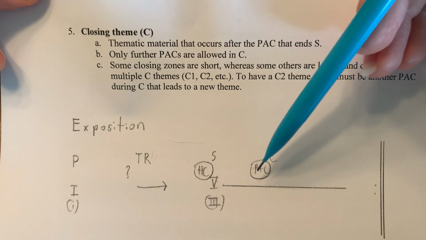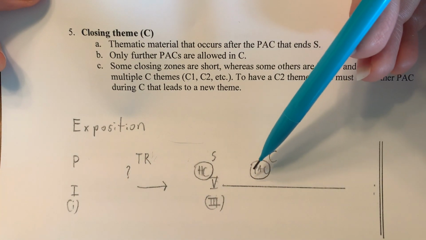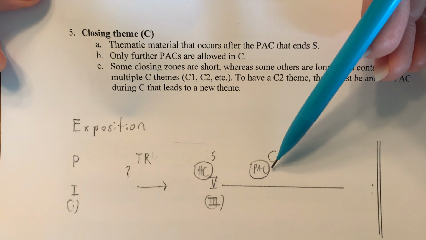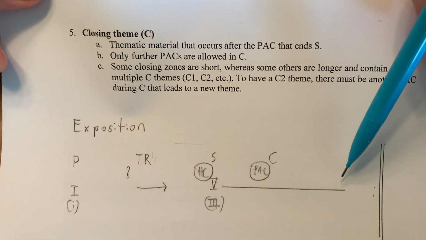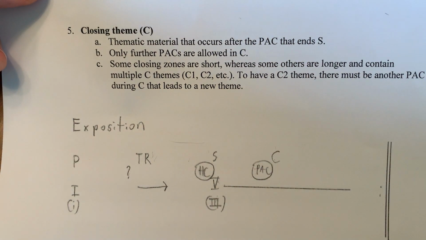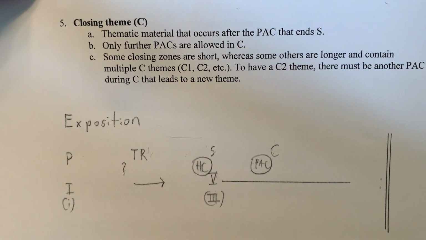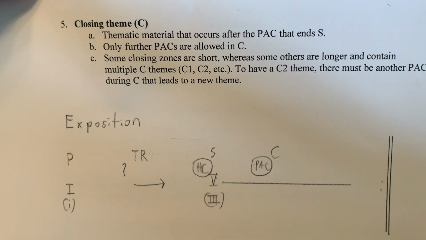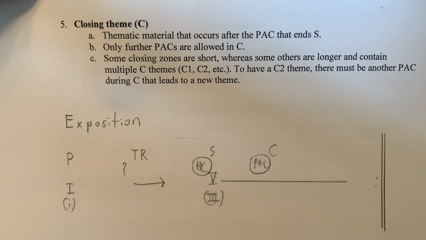And S will end with the PAC, that gives you your harmonic confirmation, and then you have a tonally stable closing zone, which can be short or it can be very long in some cases. But the closing zone is basically just sort of celebrating the confirmation of the secondary key.